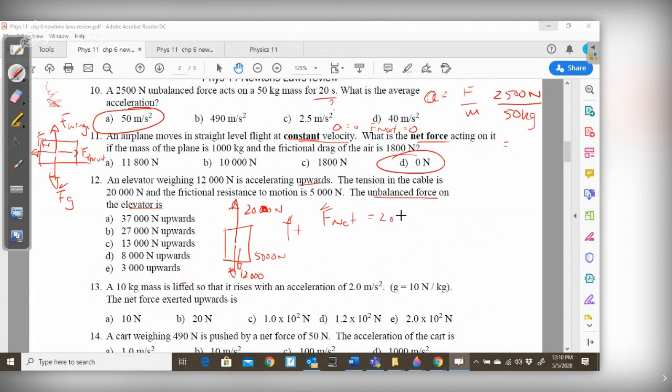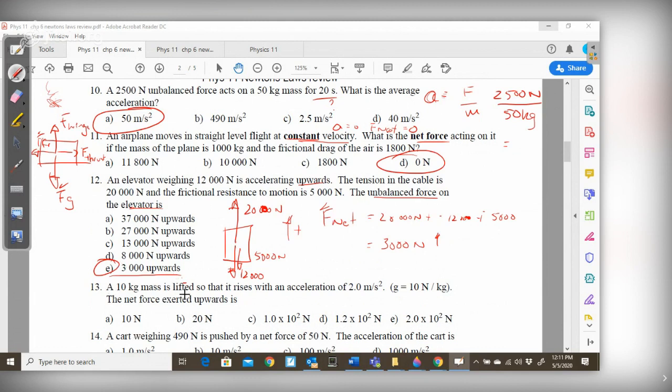So we'll have 20,000 newtons plus a negative 12,000 newtons plus a negative 5,000 newtons. Negative 17 plus positive 20. So that's equal to 3,000 newtons upwards. E. There we go.